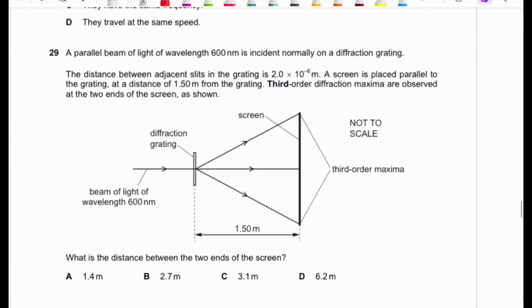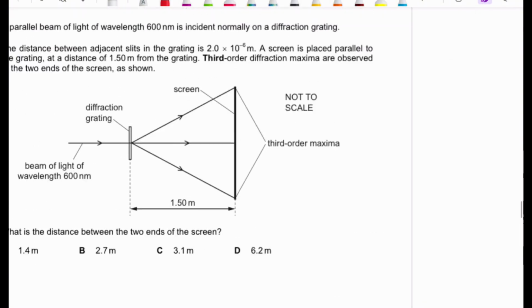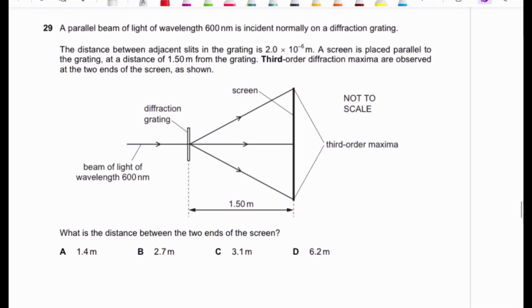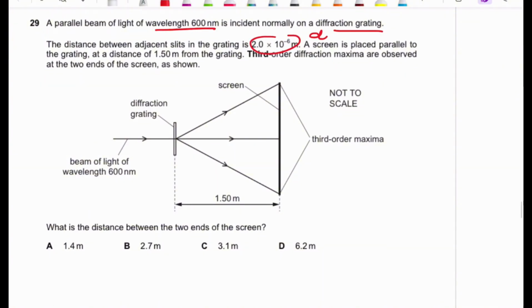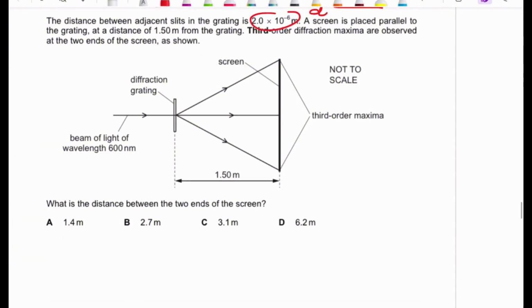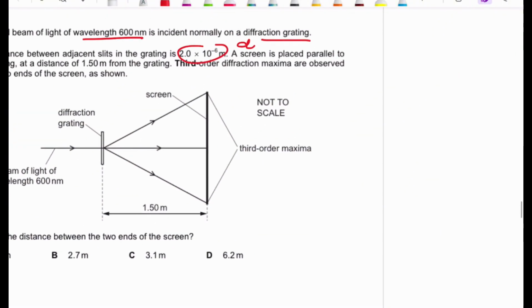Moving to question 29, we're almost done. We're given a parallel beam of light of this wavelength that is incident normally on a diffraction grating. The distance between the adjacent slits is 2.0, so this is the value of D. A screen is placed parallel to the grating, a distance of 1.50 from the grating. Third order diffraction maxima are observed at the two ends of the screen. What is the distance between the two ends of the screen?